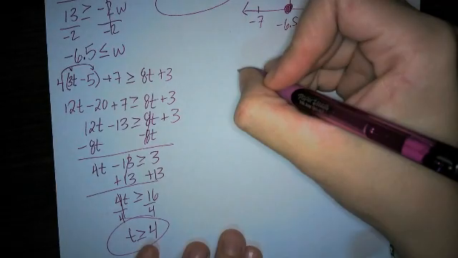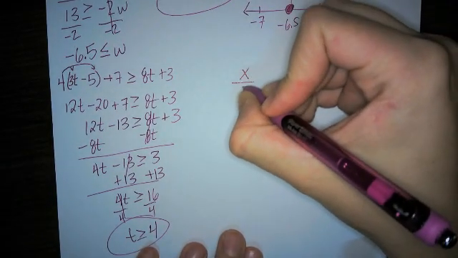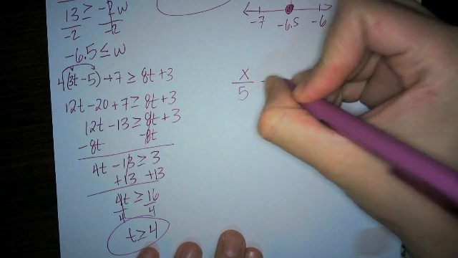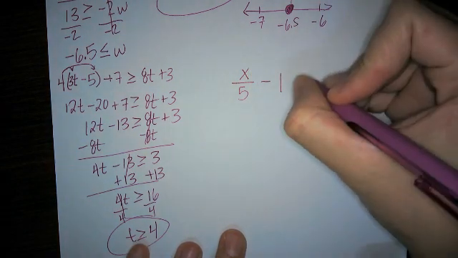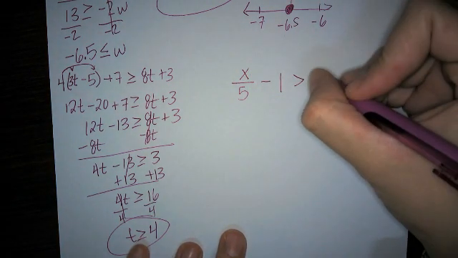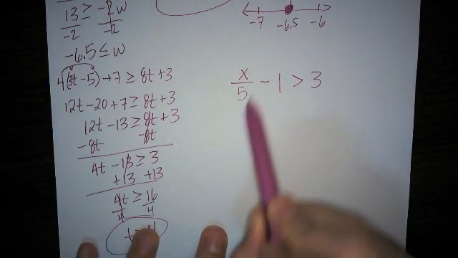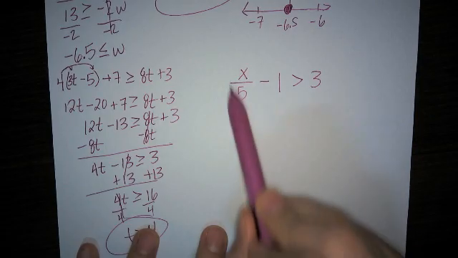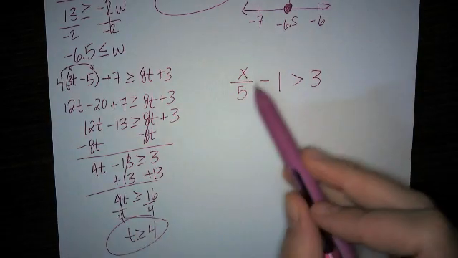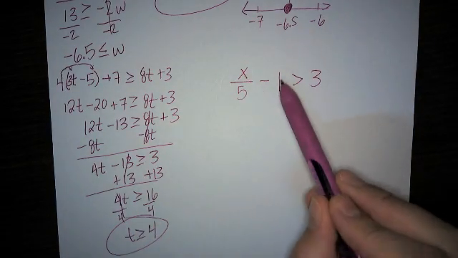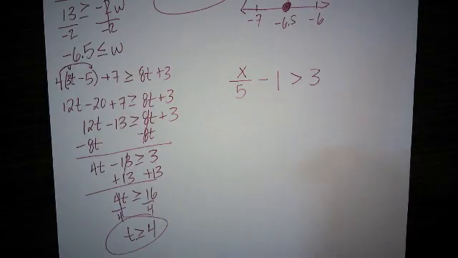All right, I'm going to add one more in just so we know what to do here because I saw some mistakes. Let's say I have something like this, right? x over 5 minus 1 is greater than 3. Before we do anything, we need to get this by itself, right? Because if we were to multiply by 5, which you could do, everything has to be multiplied by 5. That's the step that most people forget, okay?